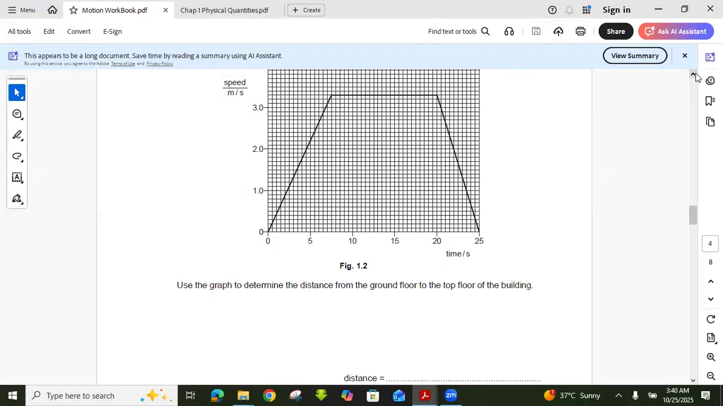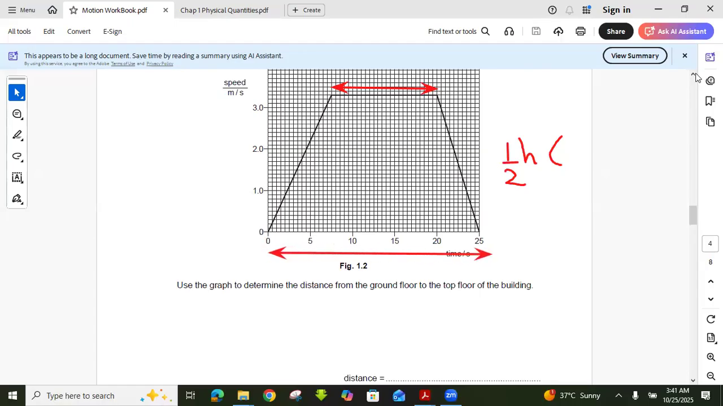By the speed time graph, area under graph. Yes, area under graph. Very good. Which shape is this? Trapezium. So it will be base 1 plus base 2 over, so now half height and then the sum of two parallel lengths. What are the parallel lengths? Number 1 parallel length and number 2 parallel length.